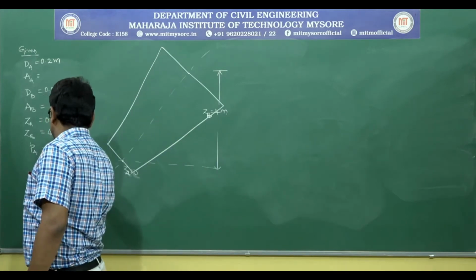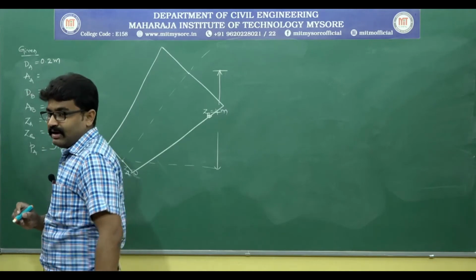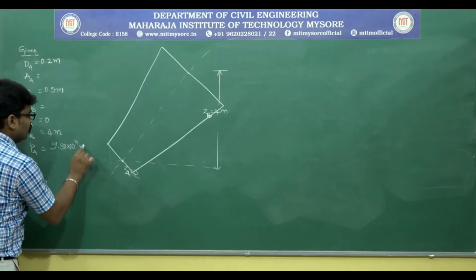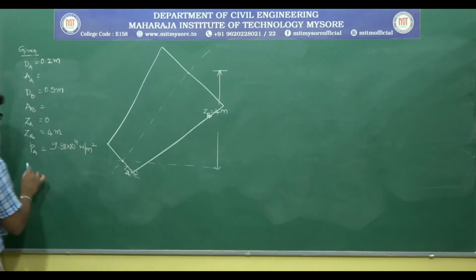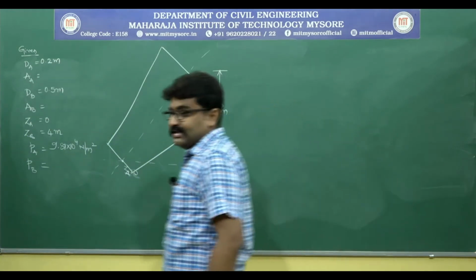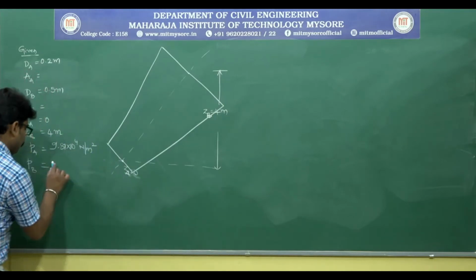So pressure at A, 9.81 Newton per centimeter square, means 9.81 into 10 power 4 Newton per meter square. Then you have pressure at B being equal to 5.886 Newton per centimeter square.